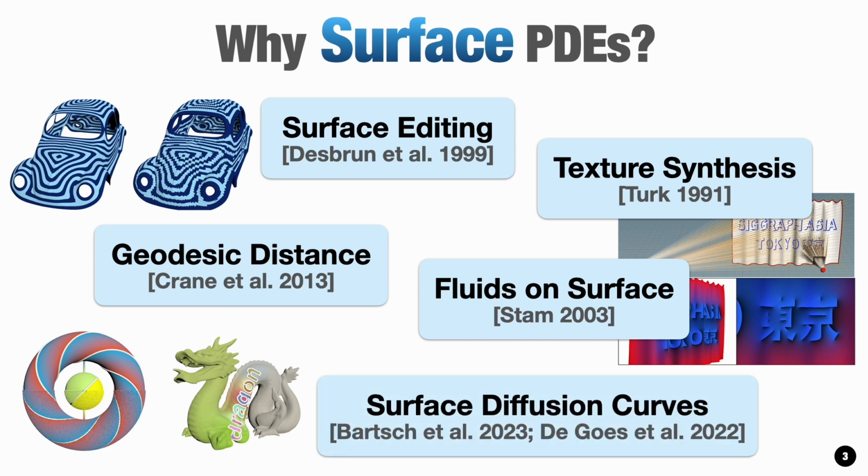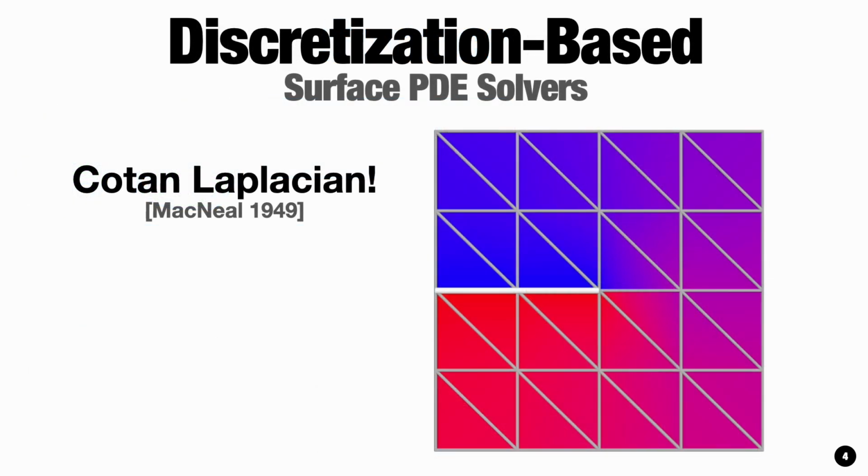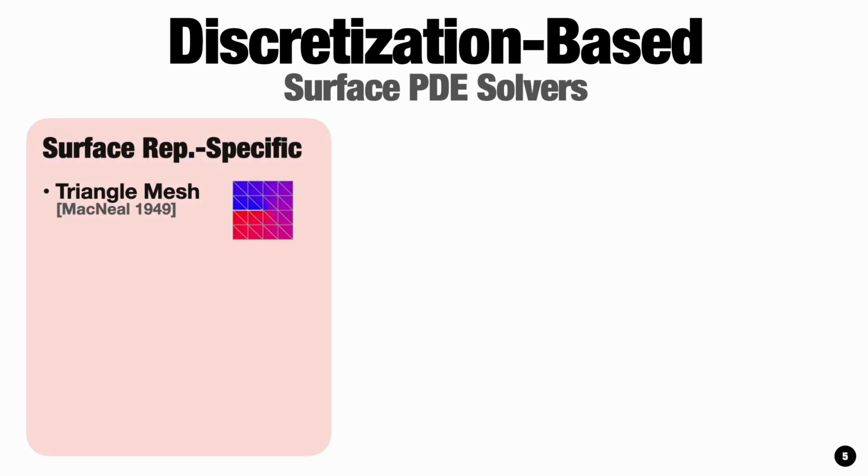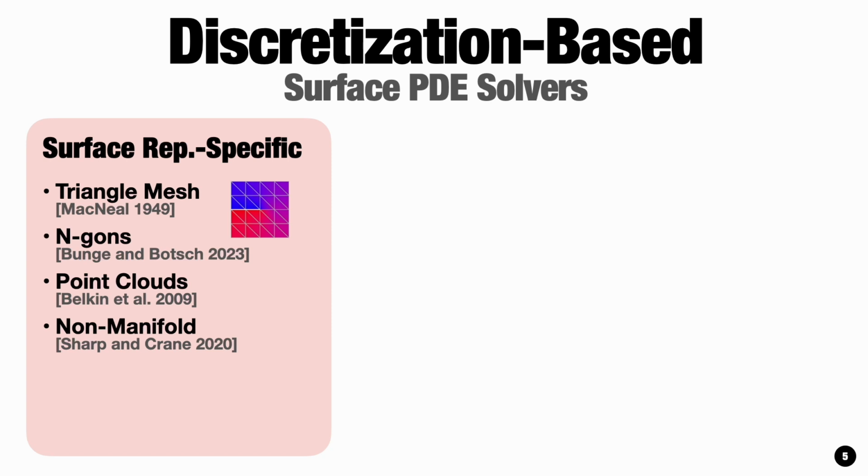When it comes to solving surface PDEs, you may think that we can use the good old cotan Laplacian, but the story is not as simple as that. The cotan Laplacian is applicable only to triangle mesh surfaces. For different surface representations, we need to use different discrete Laplacians.